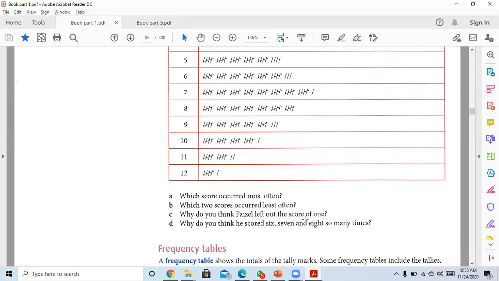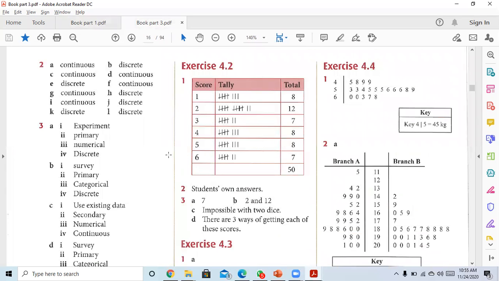The puzzle left out the score 1. And what do you think? He scored 6, 7 and 8 many times. So here are the answers. That is so easy, you can see all of this. Try to do it by yourself, and I hope you understand. We already discussed these things in our class. Thank you, take care, goodbye.